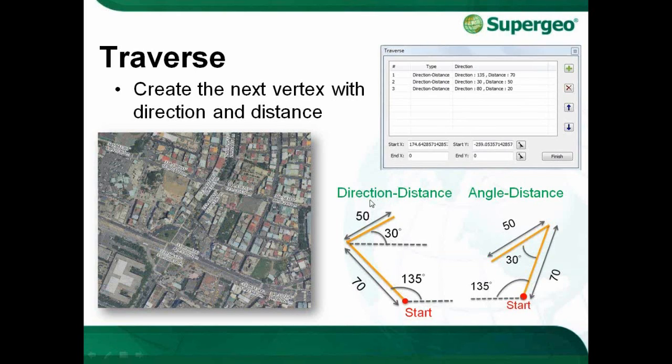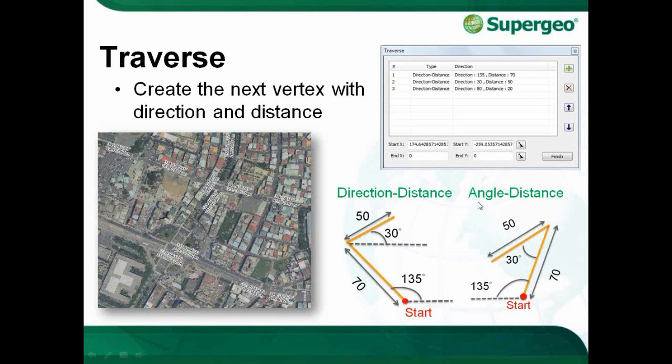And we got two basic functions to add another vertex. One is called direction distance, and another one is angle distance. The direction distance is based on the horizontal, counting from the east side and going counterclockwise. So this is 135 degrees and then maybe 70 meters, and this is the second vertex that will be added.